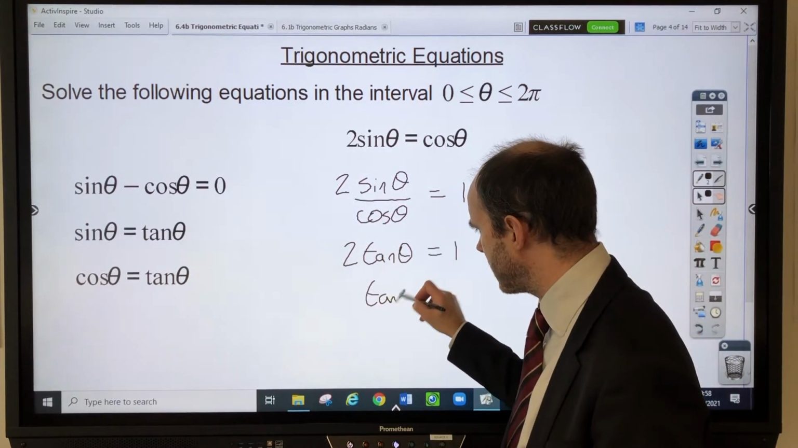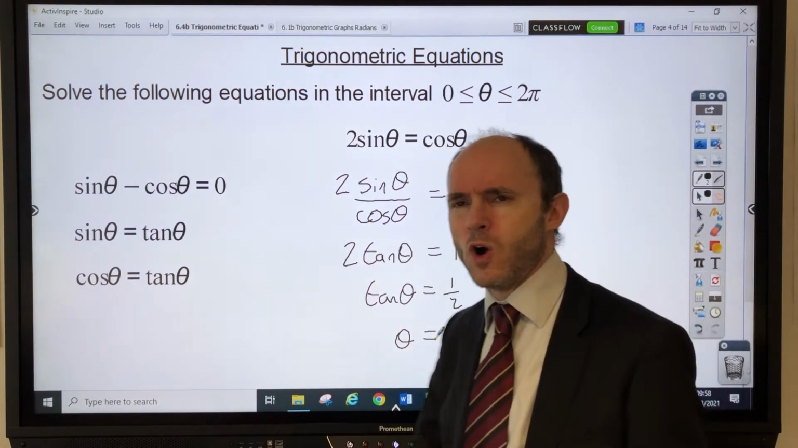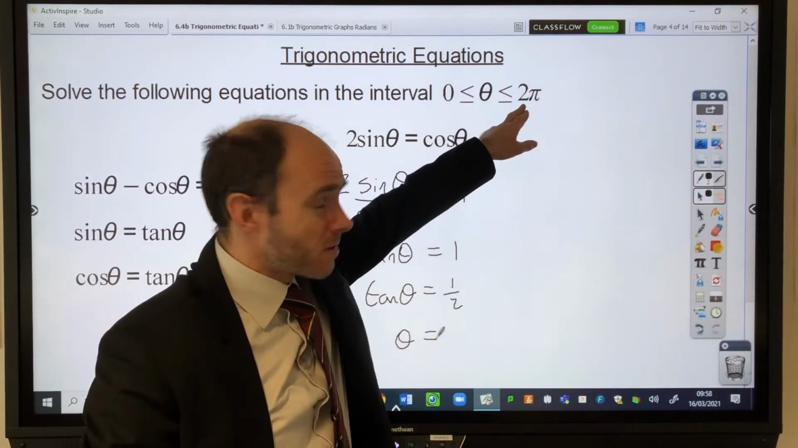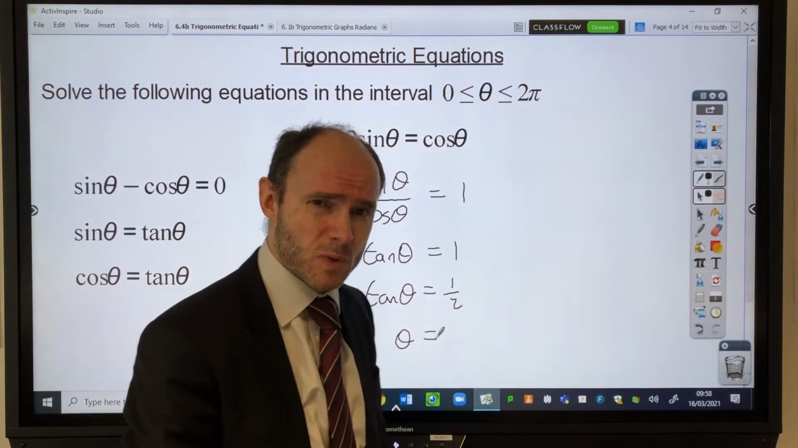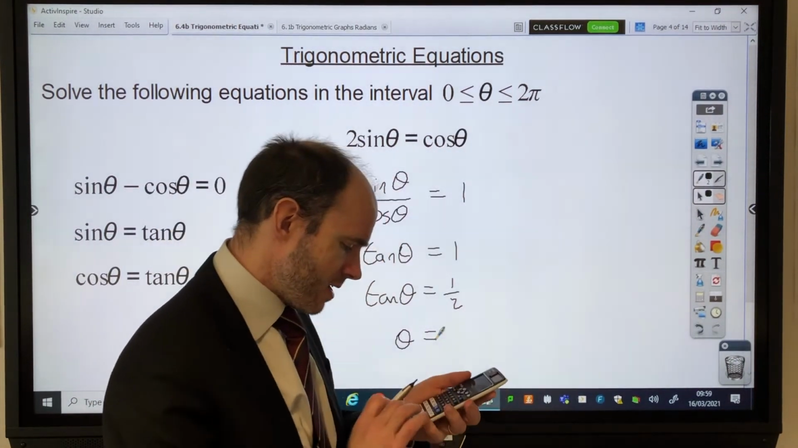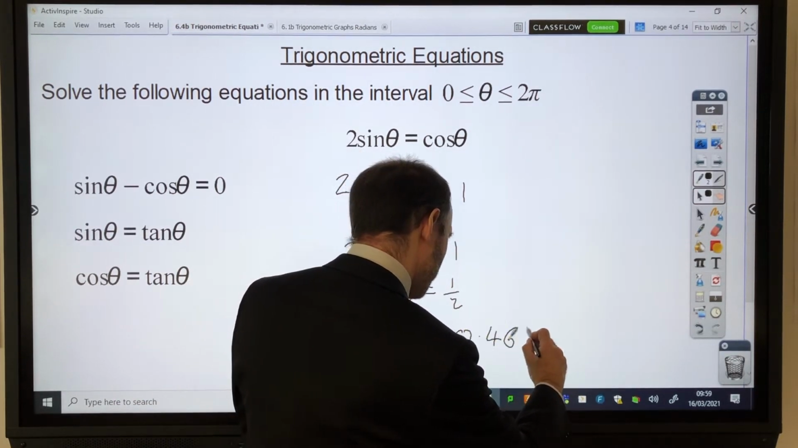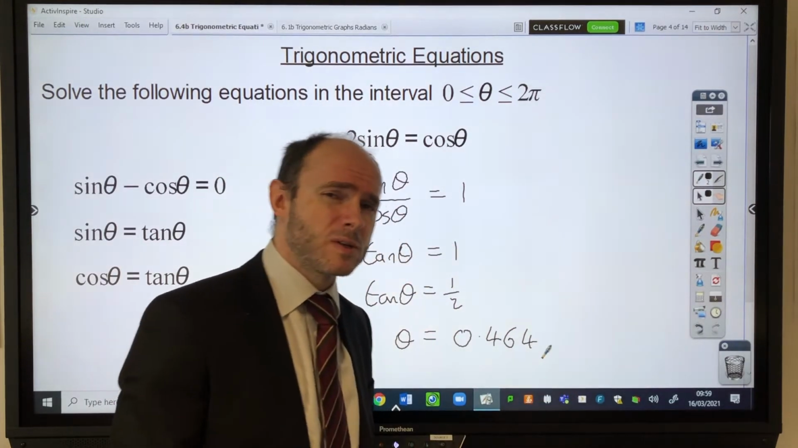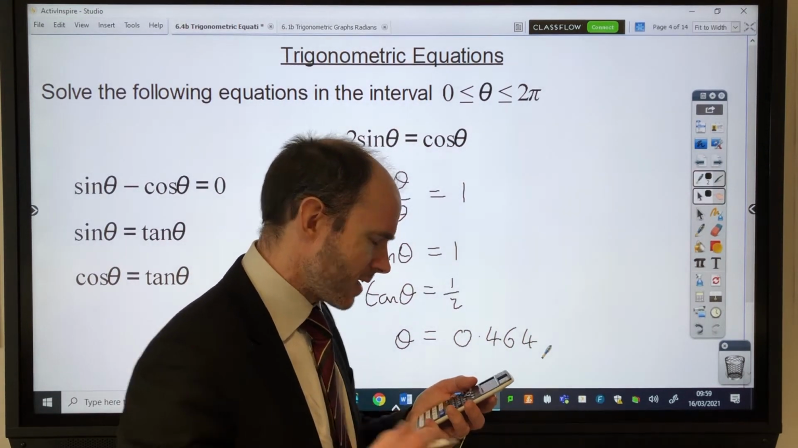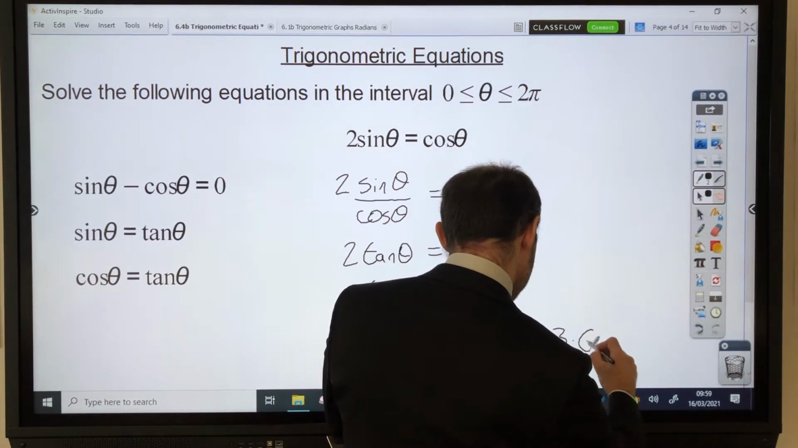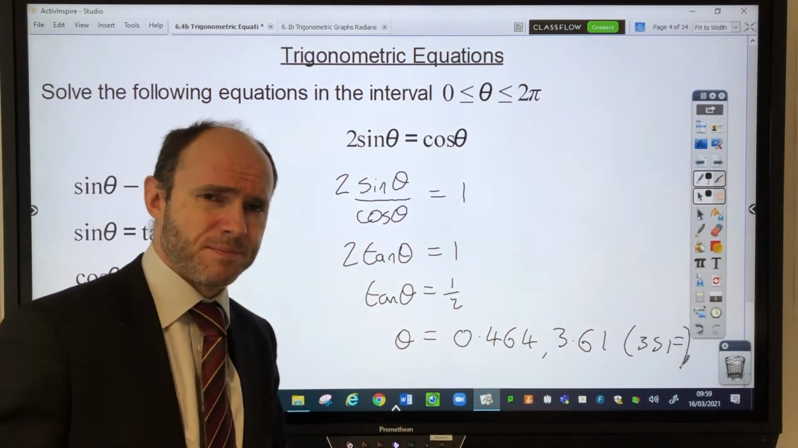You've got tan theta is equal to 1 over 2, and then you can do the inverse tan of 1 over 2. Always check your question, because sometimes it's in degrees, sometimes it's in radians, and sometimes the interval is not always between 0 and 2 pi. So I'm going to do the inverse tan of 1/2, and that gives me 0.464, 3 significant figures. And what do we do to get another answer? Yes, we add on pi. So add on pi to get our second answer. So that's going to be 3.61, all to 3 significant figures. That's the first one done.